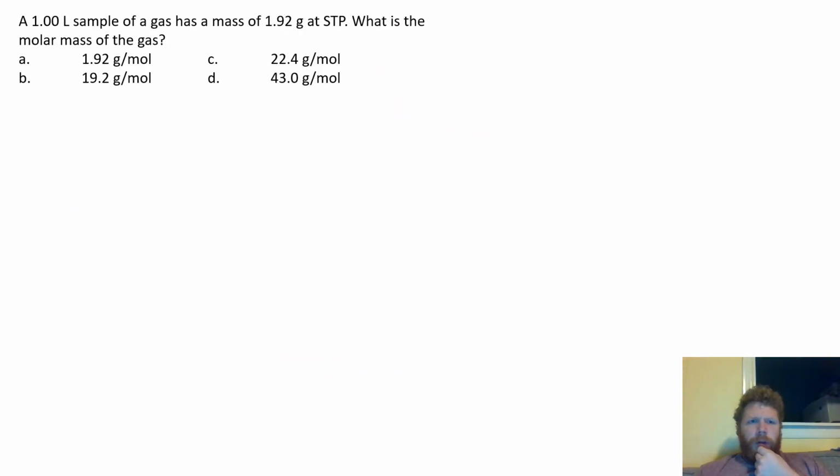So this problem right here: a 1.00 liter sample of a gas has a mass of 1.92 grams at STP. What is the molar mass of this gas? Okay, now to answer this problem, the first thing that you need to do is remember PV equals nRT, our ideal gas equation.